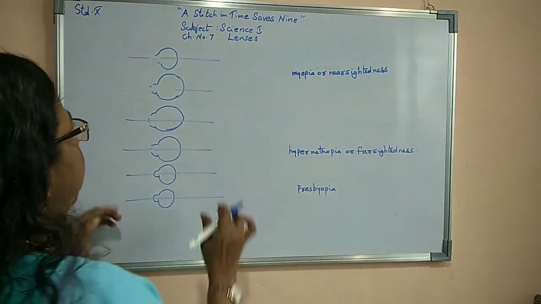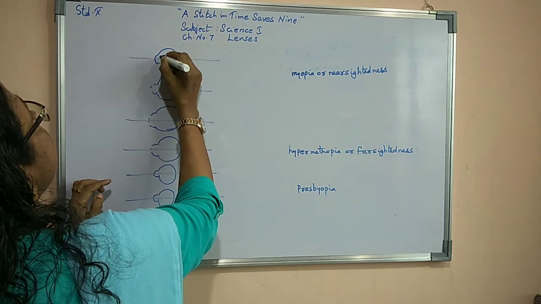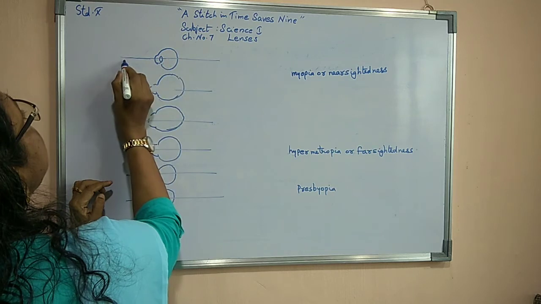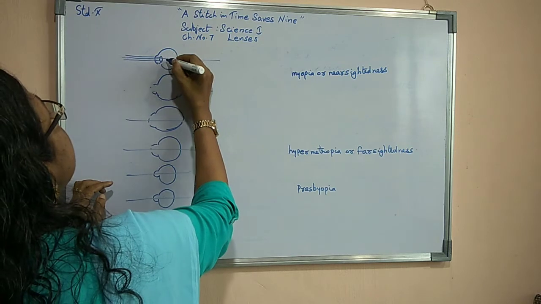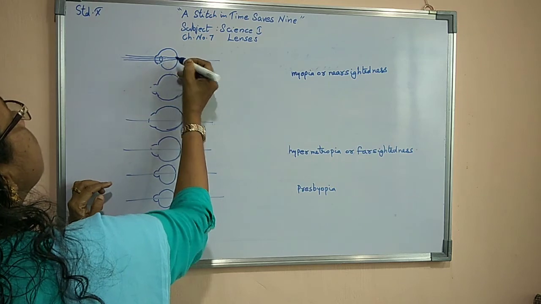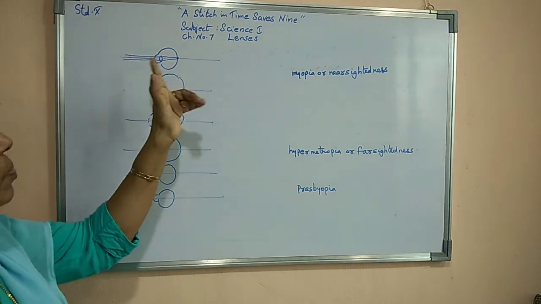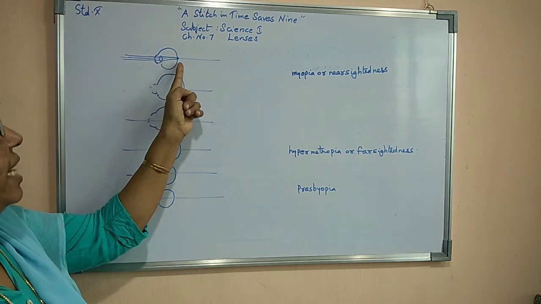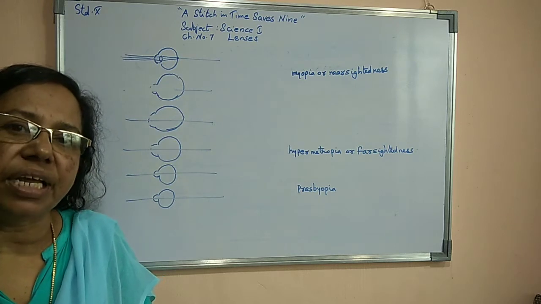Now in case of myopia, first I am drawing the normal eye vision. Here the eye lens will be there. Rays of light are coming towards the eye lens. After that it converges at the retina. So rays of light coming from nearby as well as far away objects pass through the eye lens, and later converge at the retina. The person can see the object very clearly.